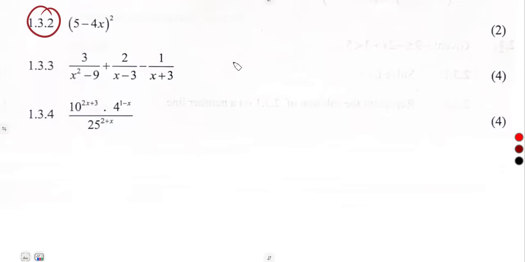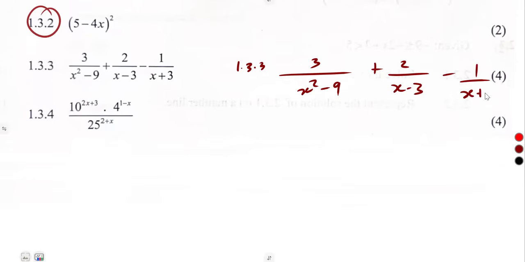1.33. Simplify this. We've got fractions there. All right, so let us see. That's 3 over x squared minus 9 plus 2 over x minus 3 plus, oh, sorry, that's a minus this one, minus 1 over x plus 3.